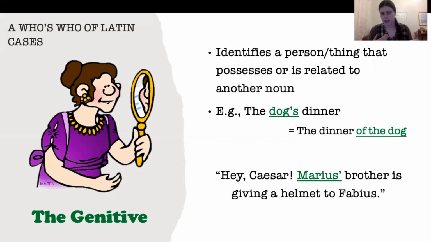So in Hey Caesar, Marius's brother is giving a helmet to Fabius. You might not say that Marius owns his brother, but he's certainly related to his brother, right? So the genitive's providing usually more information about another noun in the sentence, right? So it's sort of giving us extra information and context.